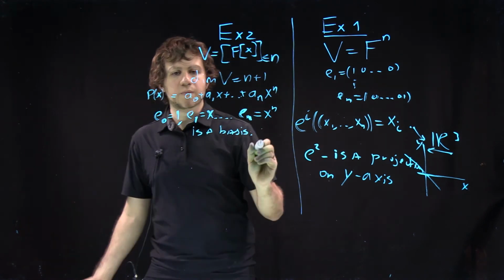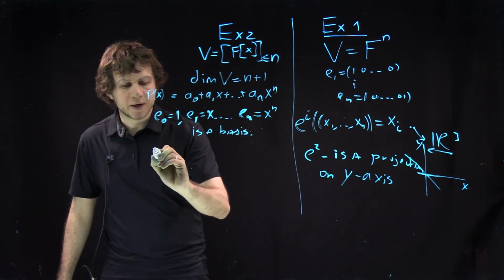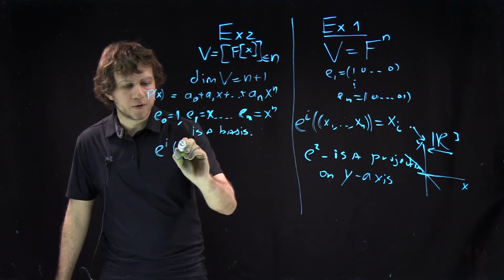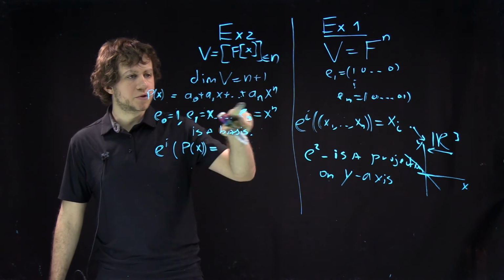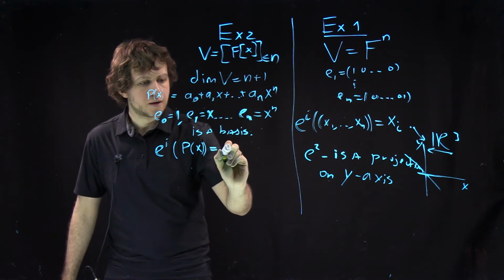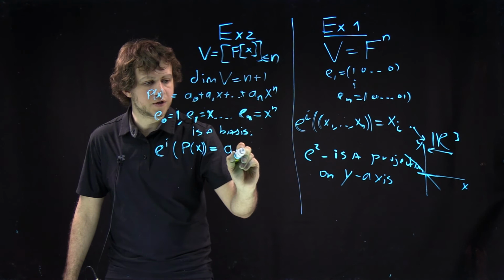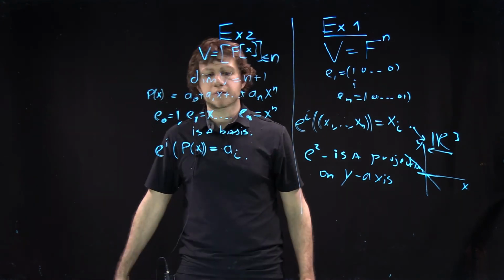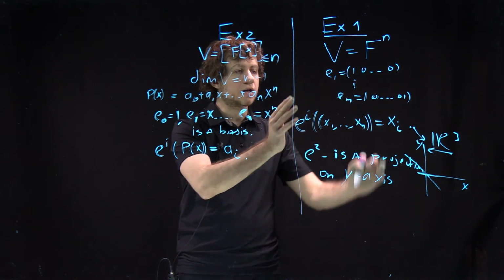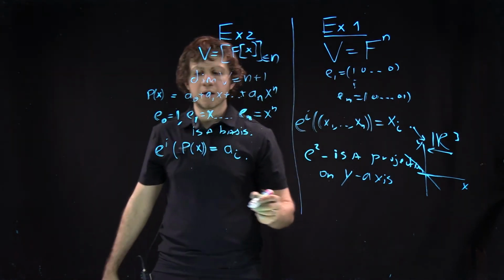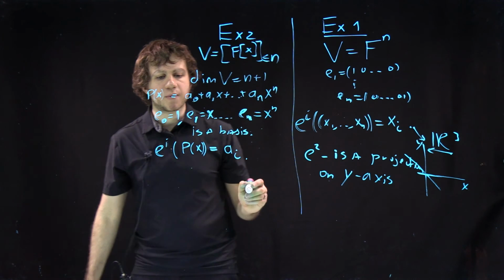So what is a dual basis? We know that the dual basis element ei of a polynomial should just return the corresponding coefficient ai of the polynomial. So this is a dual basis. Okay, that's not much more interesting than the previous one because there is an isomorphism which literally takes this story to there. But here is another way to think about it.